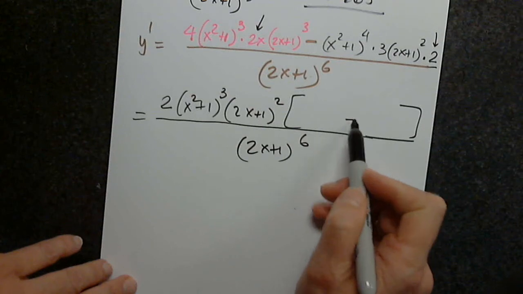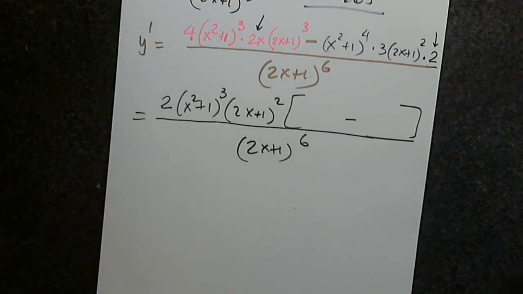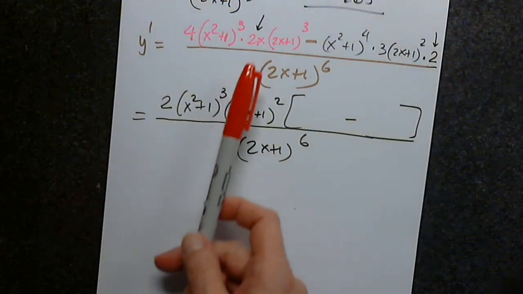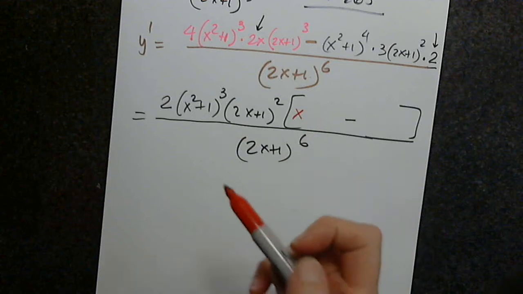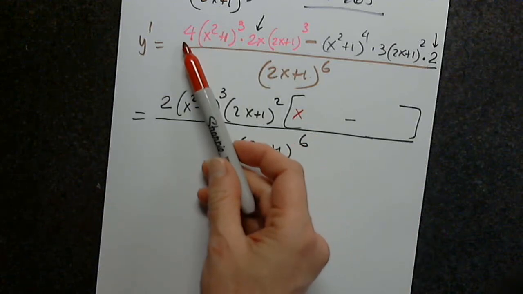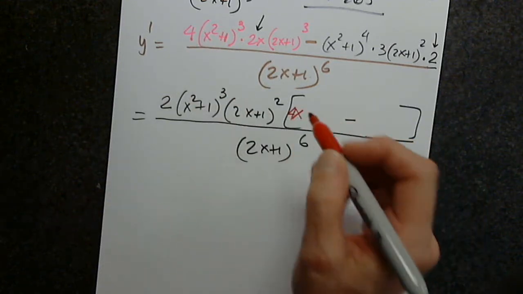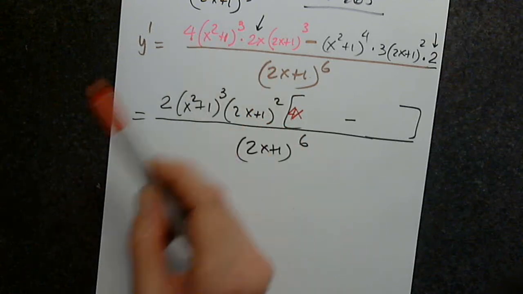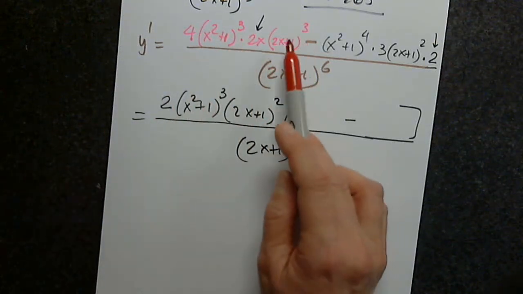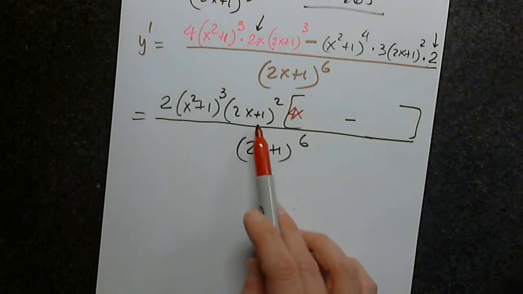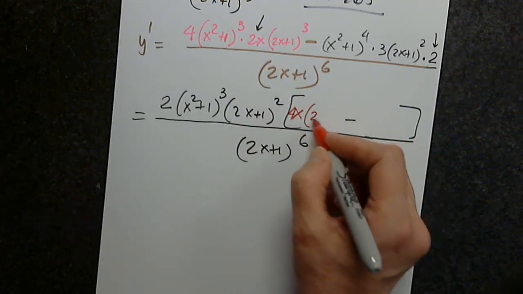Remember, there is a subtraction in there, so we have to have a difference, right? Okay, so then what is left from the first one? The 2 is out, but there is an x left in there. The 4 is also left inside, because 2 is out, but x and 4 are in. X squared plus 1 to the third is completely out, but 2x plus 1 to the third and 2x plus 1 squared, we have a 2x plus 1.